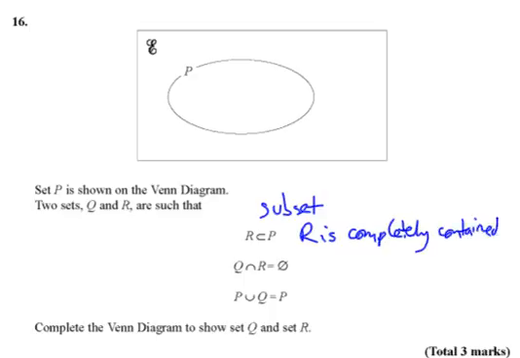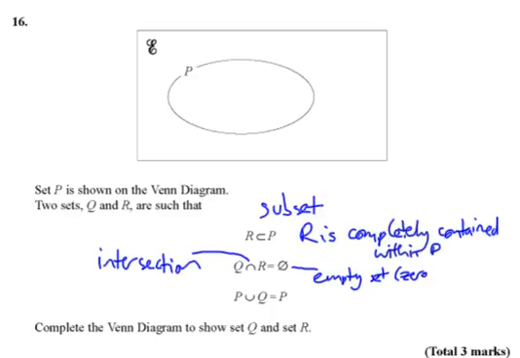Effectively, when you come to draw, R will be inside P. Now, the next one says Q ∩ R = ∅. So the upside down U, hopefully you will know that means intersection. And the circle with a slash through it means it's the set equivalent of 0. It's the empty set. So what that means is that Q intersection R is 0.